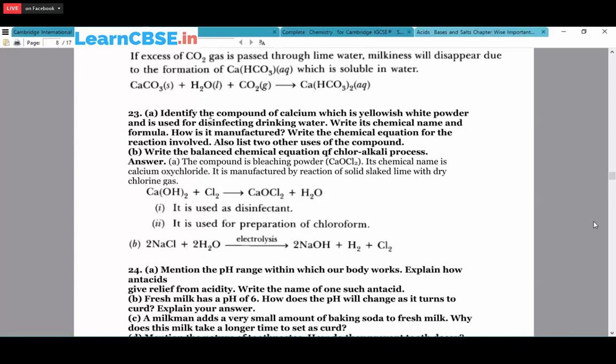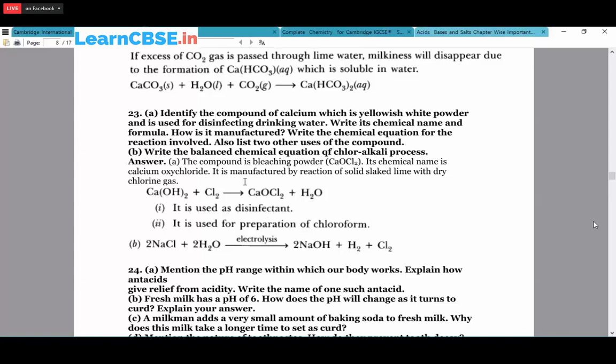Identify the compound of calcium which is a yellowish white powder and is used for disinfecting drinking water. Write its chemical name and formula. How is it manufactured? Write the chemical equation for the reaction involved. Also, list two other uses of the compound.